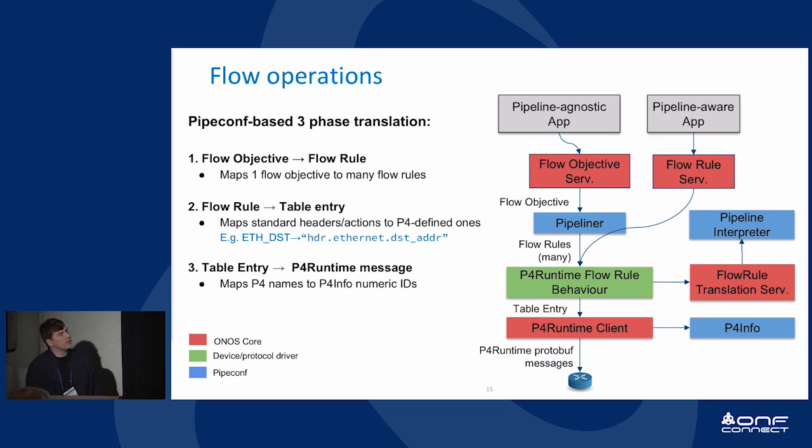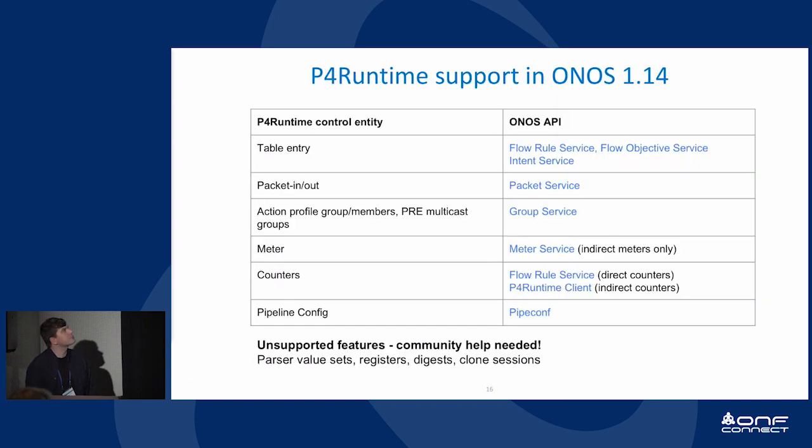In the case of pipeline-aware applications, you will be skipping the flow objective layer. So in this case, the application will be emitting flow rules directly. So in this case, we have a two-phase translation.